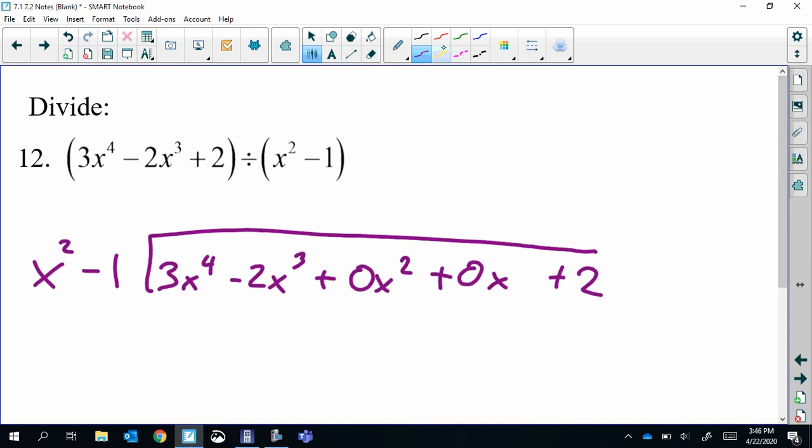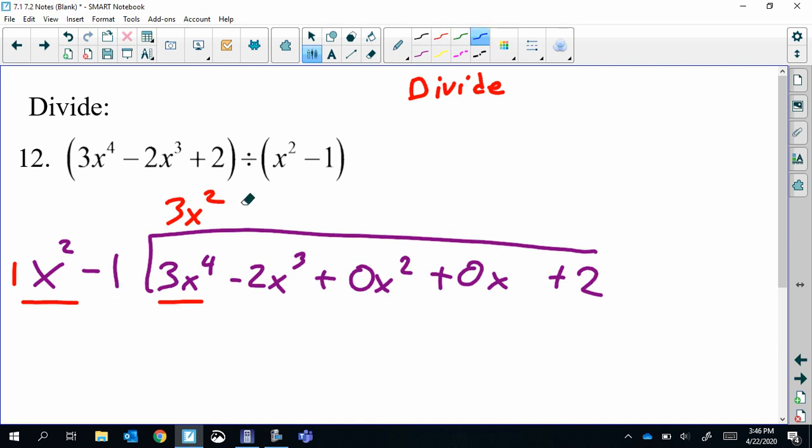When we do long division, you have 4 steps. First step is to divide. So we're dividing 3x to the 4th divided by x squared. When you divide the numbers, 3 divided by 1 is 3. And then when you divide your x's, you subtract your exponents. So 4 minus 2 is x squared. And that's all we're looking at. We're just looking at the first terms. We divide those first terms.